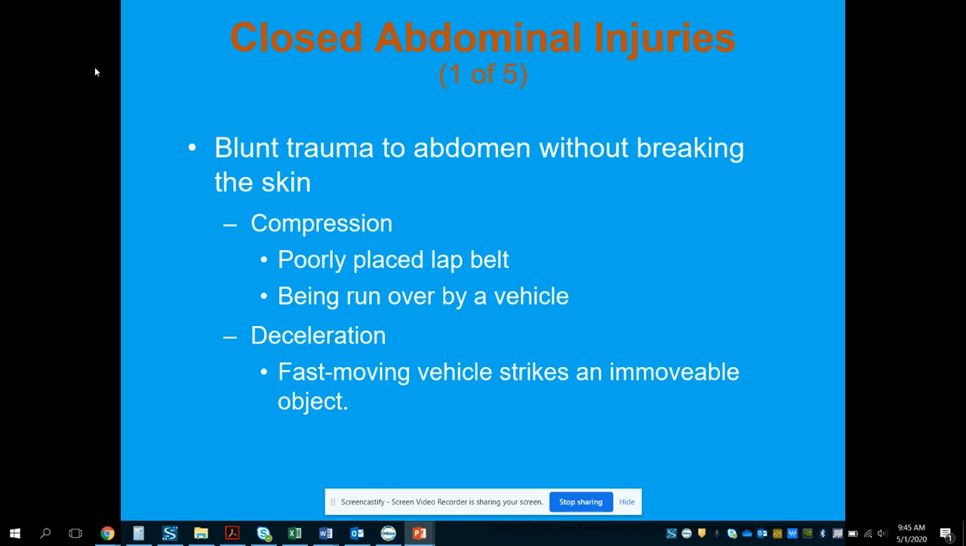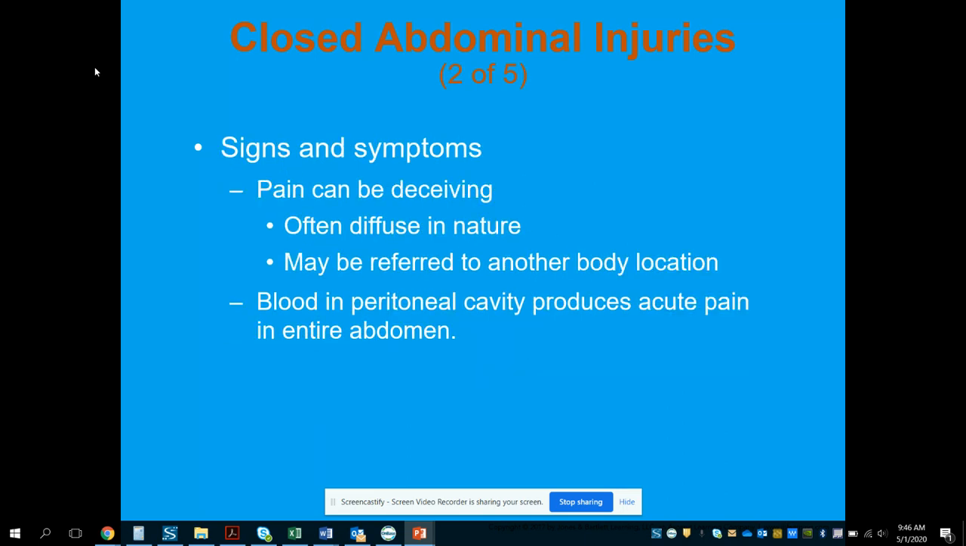Could be deceleration, like a fast-moving vehicle strikes an immovable object, and we talked about how that transfer of energy happens. If you're traveling 60 miles per hour and you strike something that is not moving, then your body is now traveling 60 miles per hour, and then your organs are traveling 60 miles per hour until they come to a stop against a body part.